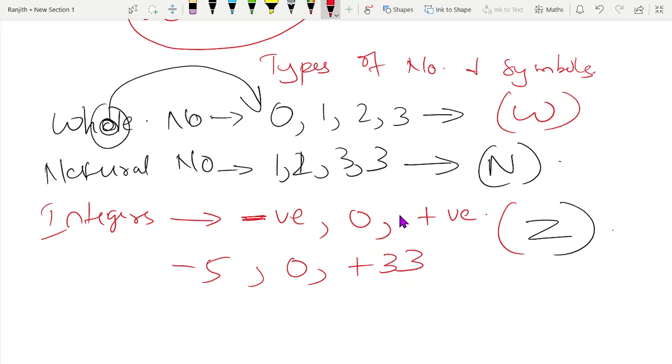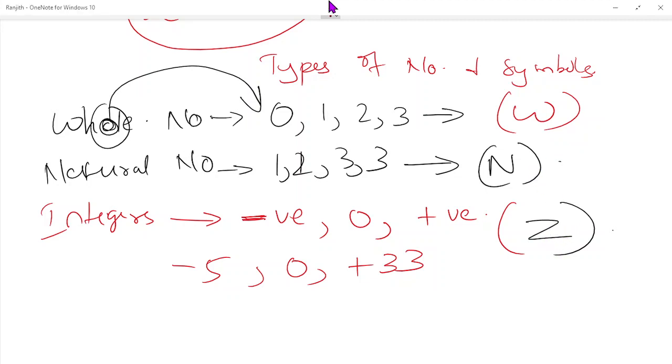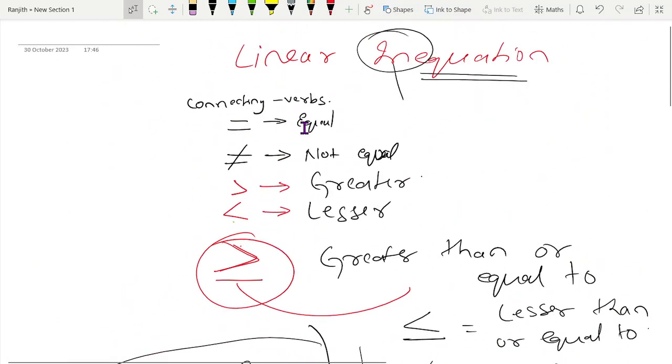And what are the other types of numbers we have? Rational numbers, sir. Okay, rational, decimal. So just remember these three, students. From a linear equation point of view, these three are very important, especially the symbols W, N, and Z. Okay, so what's the first step? What's the first point? Connecting verbs.